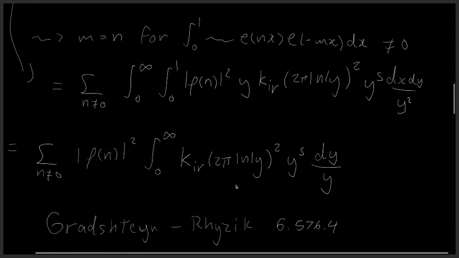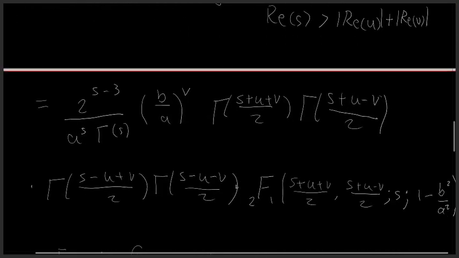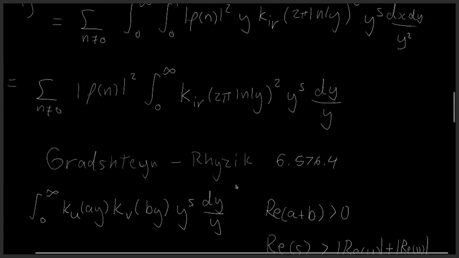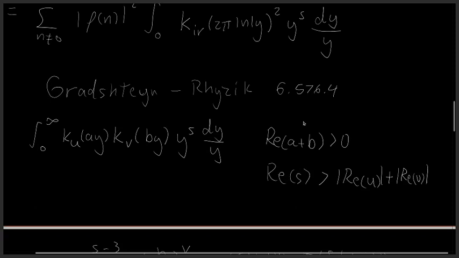So what we end up getting once we use the formula for this Mellin transform is that our u will be ir, our v will be ir, our a will be 2 pi absolute value n, and our b will be 2 pi absolute value n. And let's check the conditions. So the real part of a plus b is strictly positive, yes, because our n is non-zero. And we will just need that the real part of s is strictly positive.